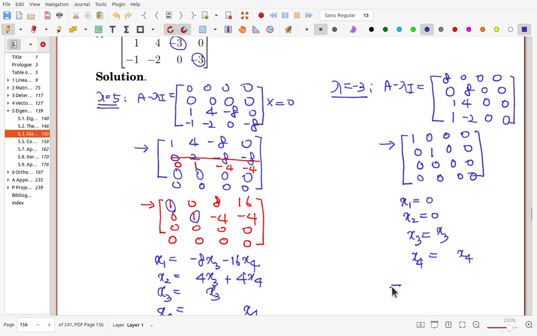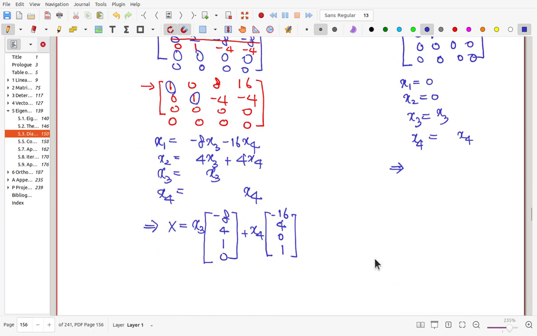So we have here x. Along with x3, we have first two must be 0 and 1, 0. And with x4, another free variable, first two must be 0, and again, this is 0 and 1. Okay. So we have 4 linearly independent eigenvectors.